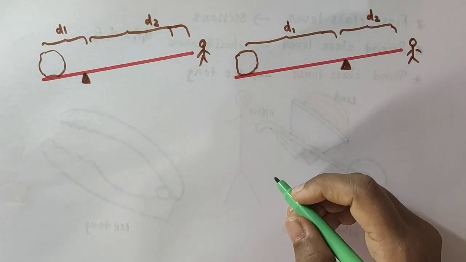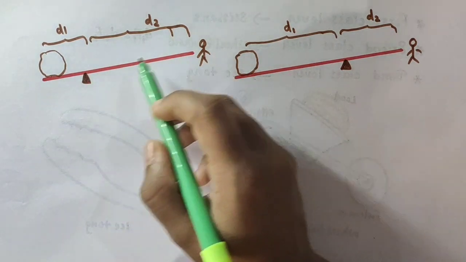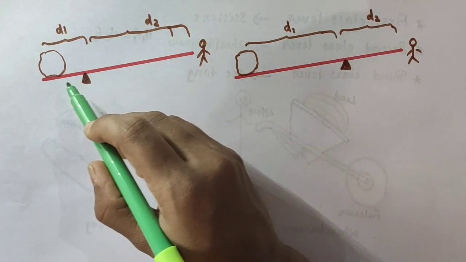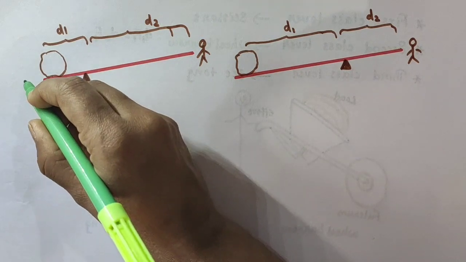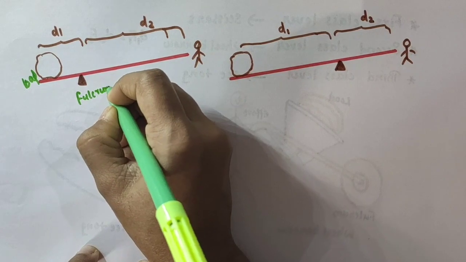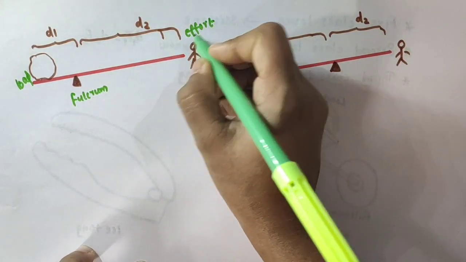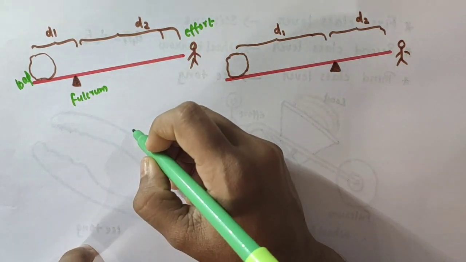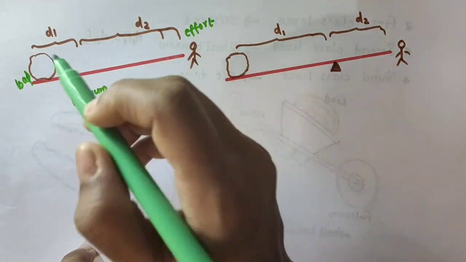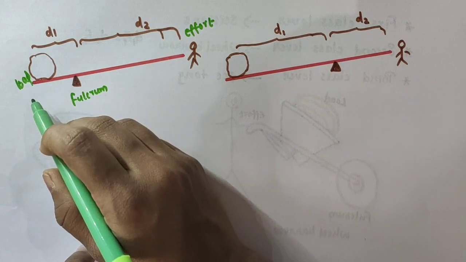For example, if we want to lift a very heavy object by using a lever, it would be quite easy for us when the fulcrum is near to the load. This is the load and this is the fulcrum, and here we will apply force to lift the object. So effort is here. So if you want to lift a very heavy object by using a lever, it would be quite easy for us when the fulcrum is near to the object or that load.